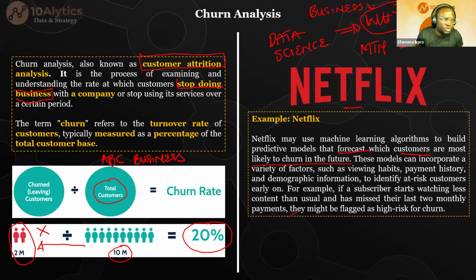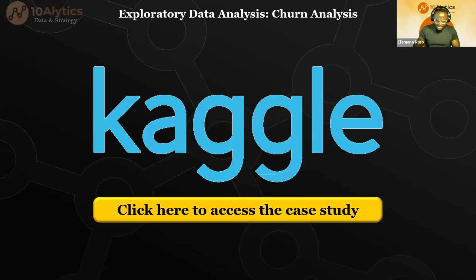So these are the things that you would do as a data scientist. How do you predict that a customer is likely going to stop doing business with the company? How do you know this? This is not juju. This is not jazz. This is just you using statistics, using analysis to be able to preempt this particular activity. So for our case study today, we're going to be using Kaggle.